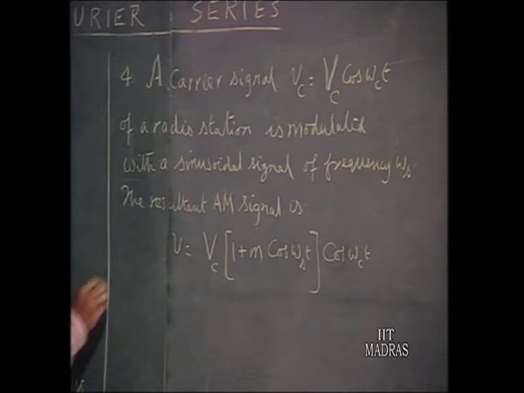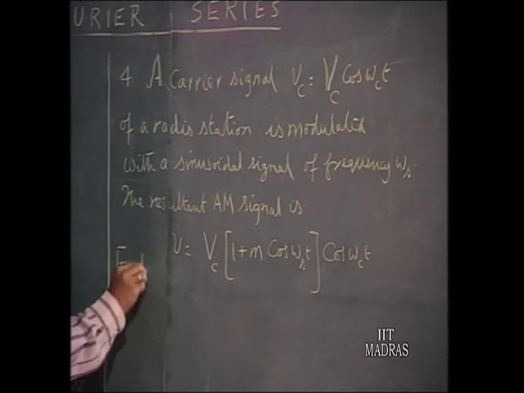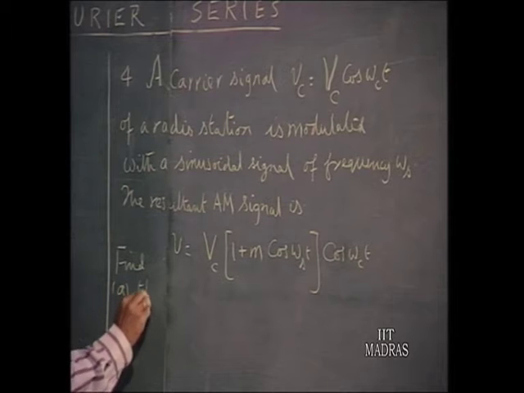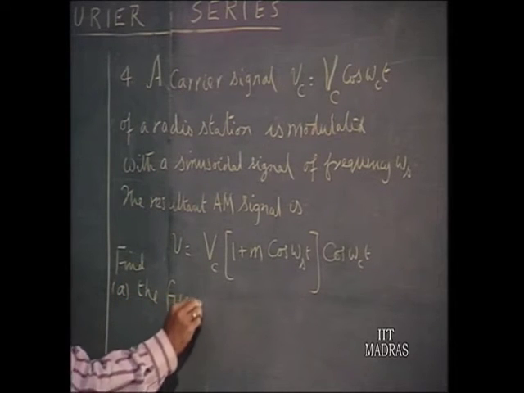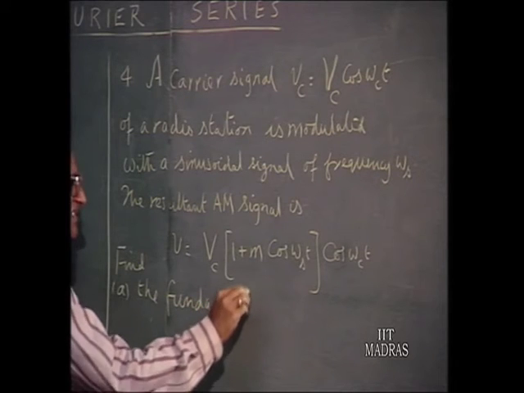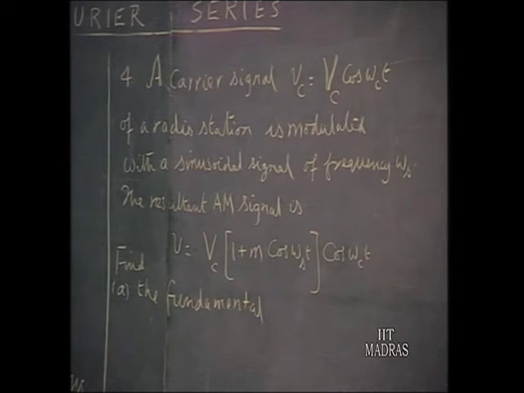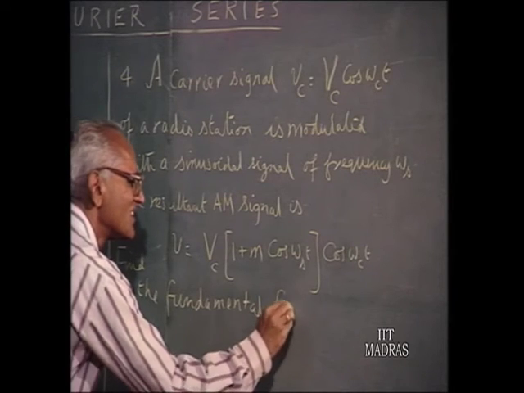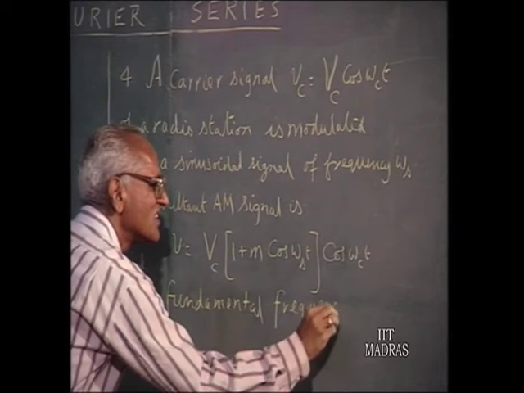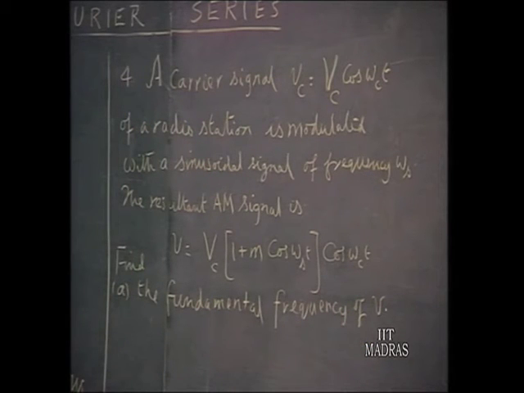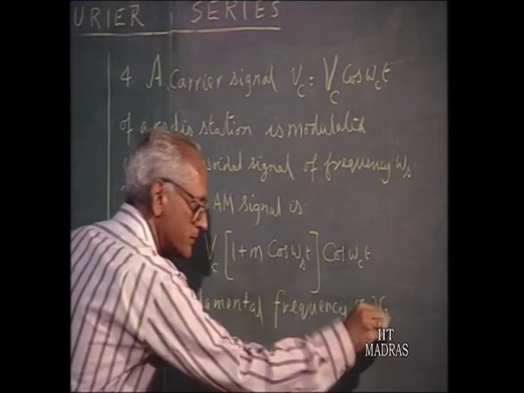Now you are asked to find out A, the fundamental frequency. After all this is a periodic waveform because you have got only cosine terms with different frequencies, it repeats itself. What is the fundamental frequency of the amplitude modulated wave? Find the fundamental frequency of the AM wave.